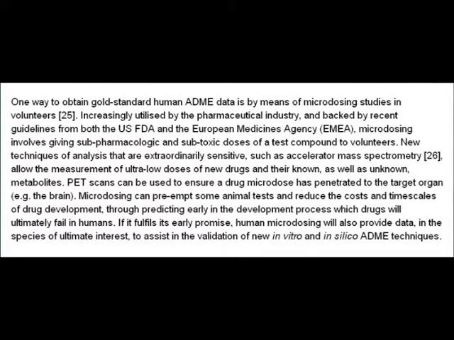New techniques of analysis that are extraordinarily sensitive, such as accelerator mass spectrometry, allow the measurement of ultra-low doses of new drugs and their known as well as unknown metabolites. PET scans can be used to ensure a drug microdose has penetrated to the target organ, e.g. the brain. Microdosing can preempt some animal tests and reduce the cost and timescales of drug development through predicting early in the development process which drugs will ultimately fail in humans.